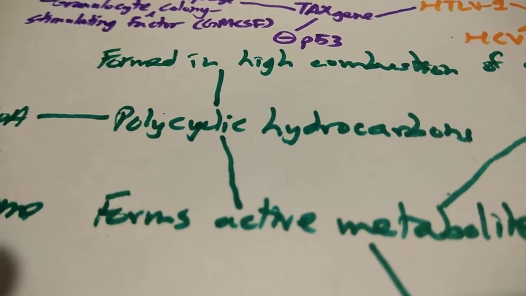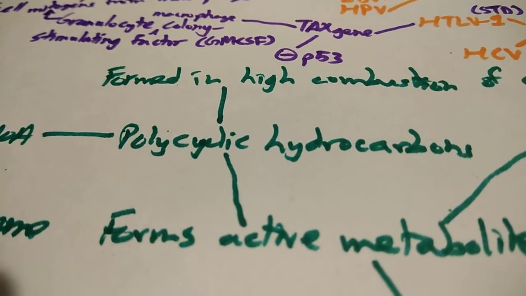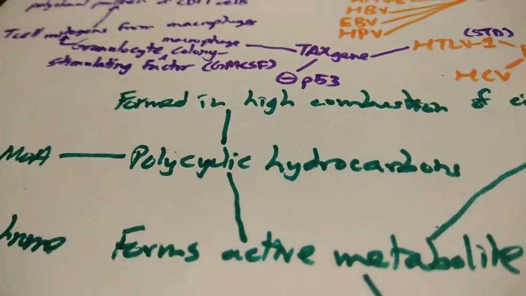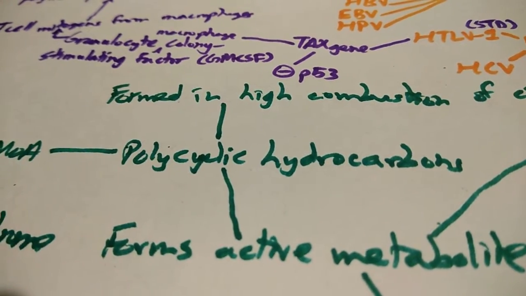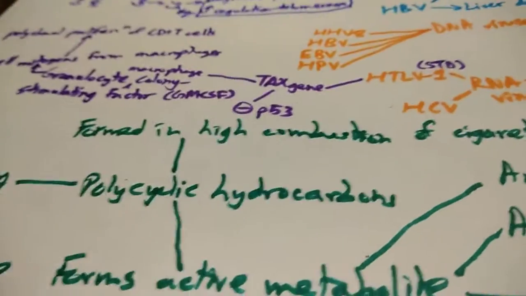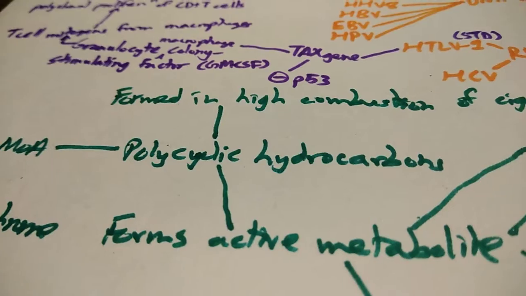What exactly are polycyclic hydrocarbons? Where are they found? They're actually the tar which you find in cigarettes, in tobacco. Tobacco contains 350 to 400 different compounds which are dangerous, one of them being tar. Under extremely high combustion, tar and cigarette smoke form polycyclic hydrocarbons, right?